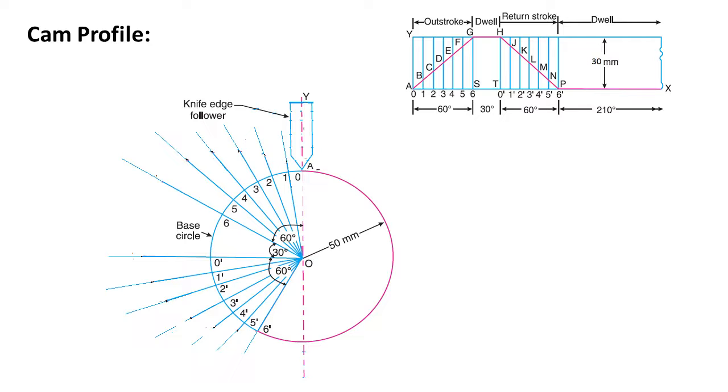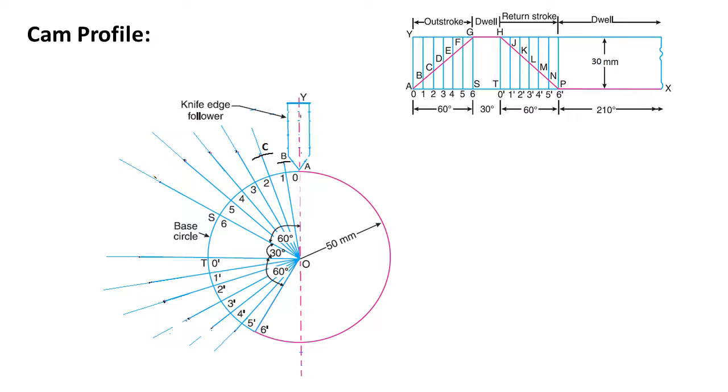Next, at the base circle, this is our base circle. Now we'll mark this point as 0, this as 1, this as 2, this as 3, 4, 5, 6, then 0 dash here, 1 dash here, 2 dash here, 3 dash here, this is 4 dash, this is 5 dash, and this is 6 dash. We have marked the same points as they are on the displacement diagram. If you have made 8 divisions in this, again you have to make 8 divisions here, 60 divided by 8, and then mark the points accordingly.